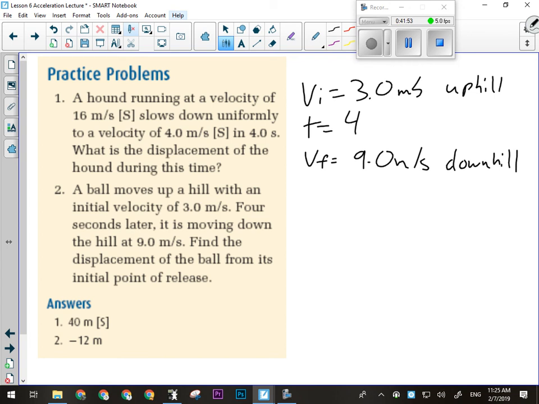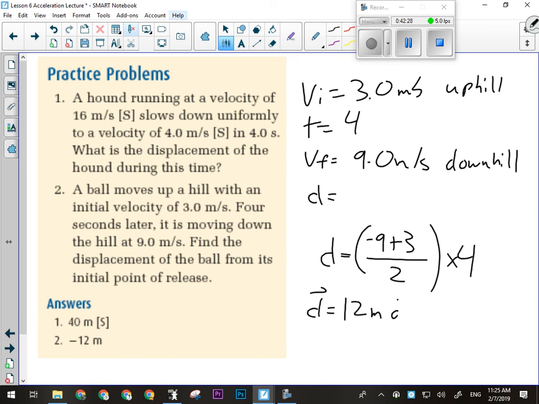All right. We want to find the displacement from the initial point of release. Again, we don't have to manipulate the equation, but we have to keep in mind that my final velocity is down the hill and is thus negative compared to my initial velocity. So we're going to set up like that: VF plus VI over 2. So like a -6, divided by 2 is -3, times 4 seconds, and we're going to get that the displacement is 12 meters downhill.